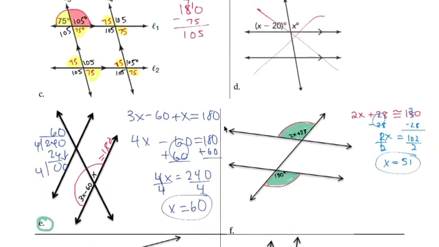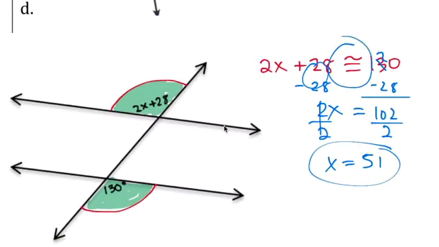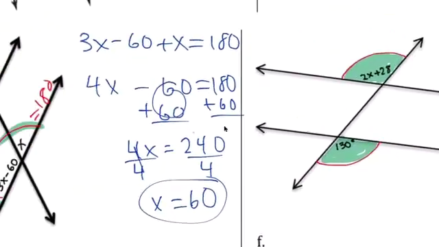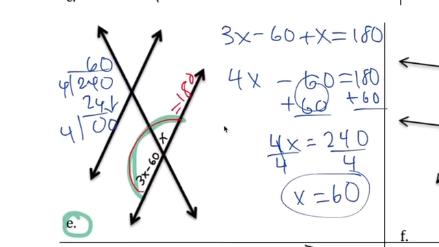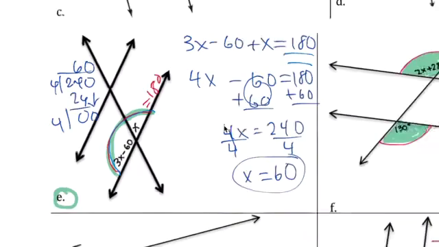Problem E. This is 180 degrees, so we set it up to 180 degrees. Okay, and these are equal. Notice these are equal, so we make it congruent to, like that. That's for F. This is for E, and it's 180 degrees. So you set it up to 180, like that.